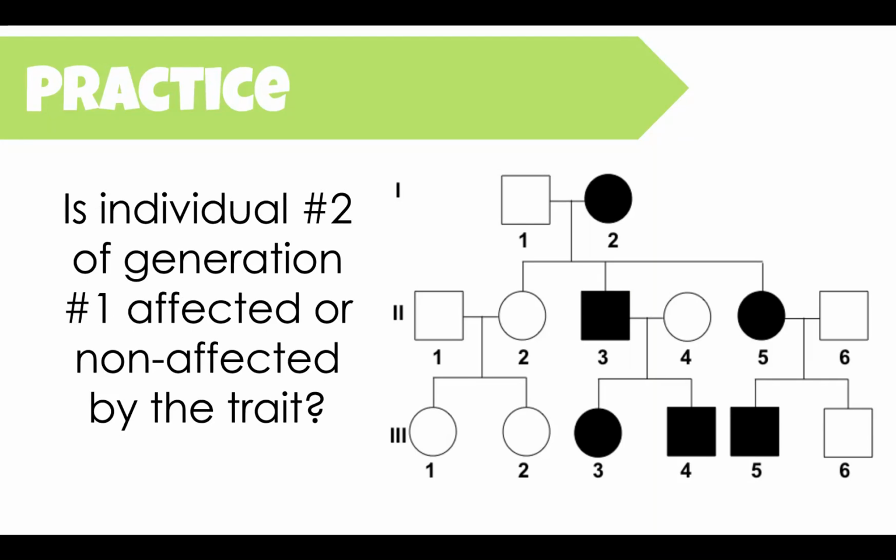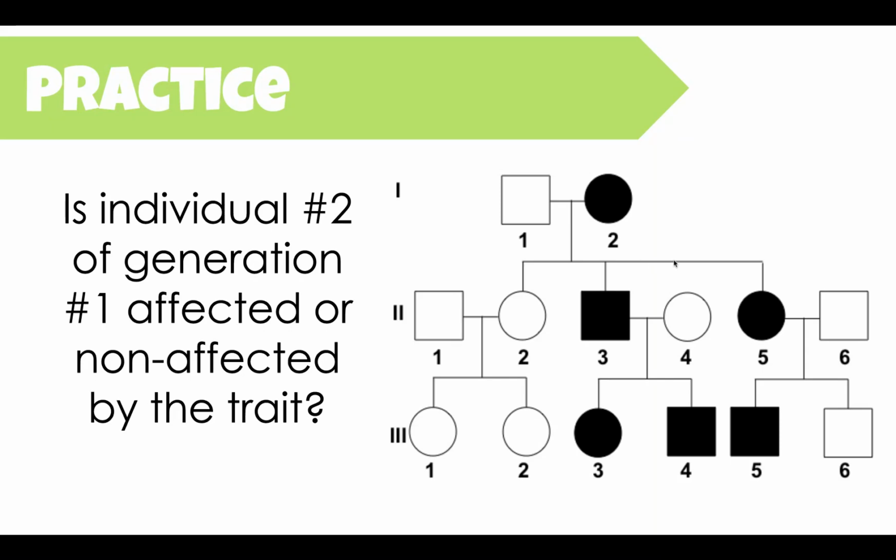And a little more practice, is individual number 2 of generation number 1 affected or non-affected by the trait? So generation 1 is our top row here. Individual number 2, they are shaded in. So that would tell me that they are affected by the trait. They have the trait being tracked in this pedigree.